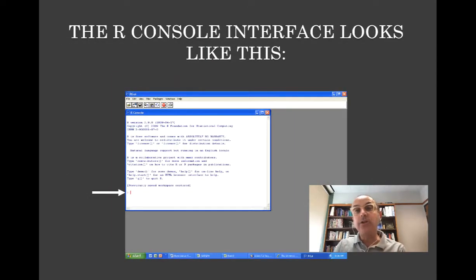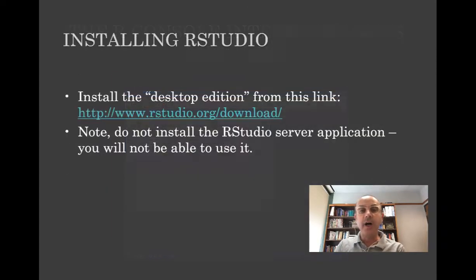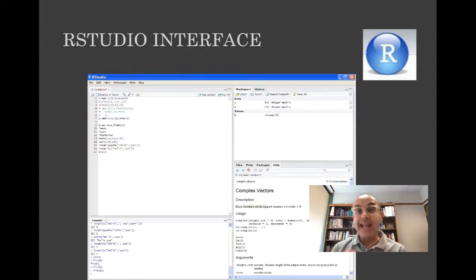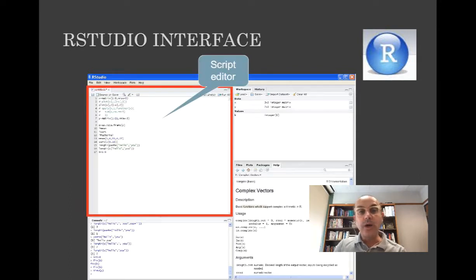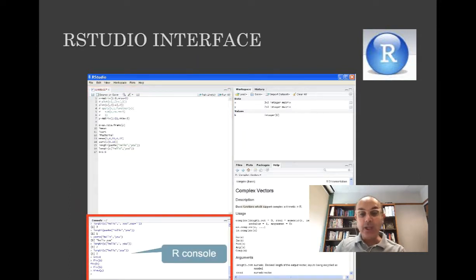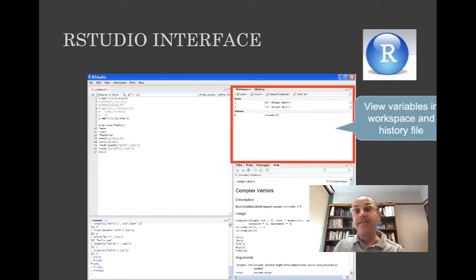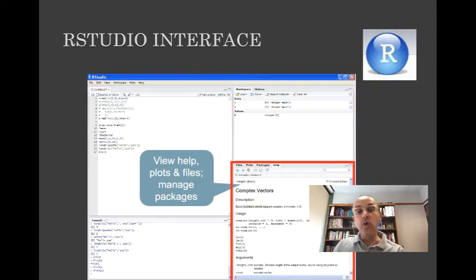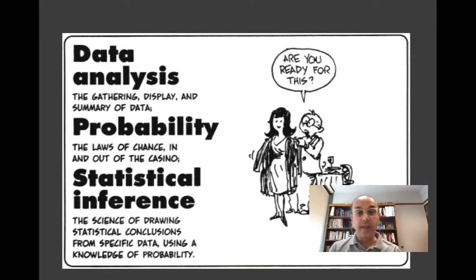I show you the console. This is the first version of R, and RStudio looks like that. This is the interface that you're going to use, and we are going to learn how to use the editor, the R console, the variables, how to use different help and packages, and how to plot or visualize the data.